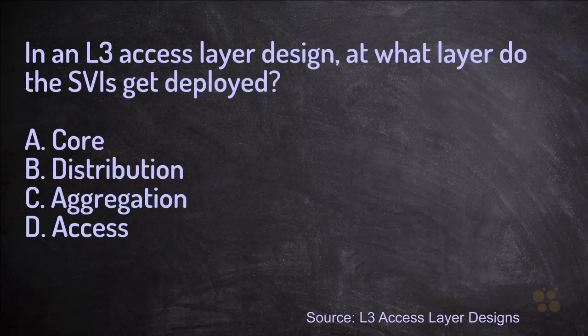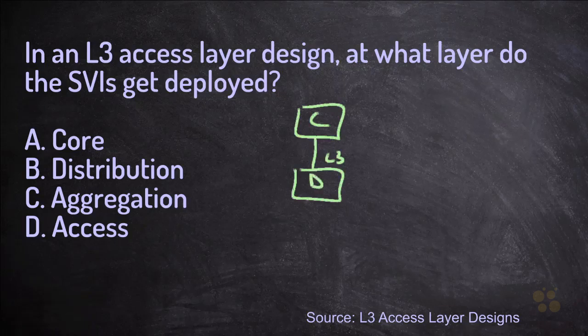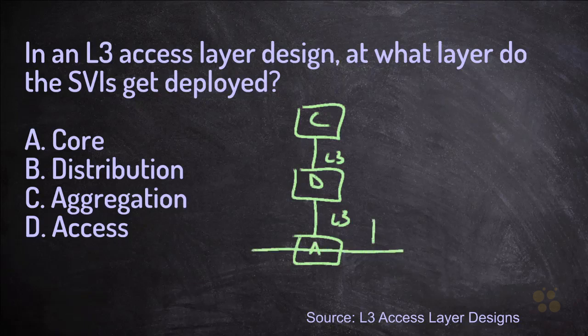Third question, in an L3 access layer design, at what layer do the SVIs, or switched virtual interfaces, get deployed? Well, in a layer 3 edge design, we have a core layer speaking layer 3 to a distribution layer, and then that distribution layer is speaking layer 3 to the access layer. Which means that when we try to figure out where the boundary is between layer 3 and layer 2, that would be right here at the access layer. We have layer 3 upstream and we have layer 2 downstream.